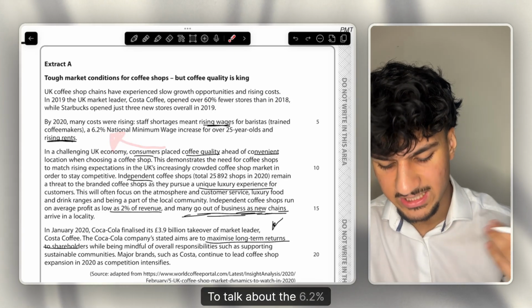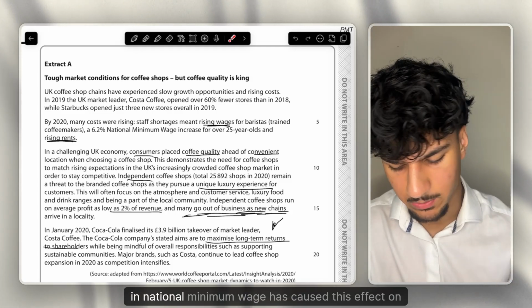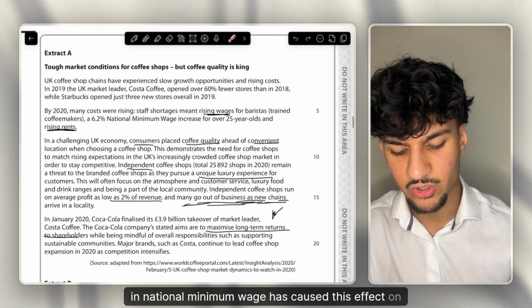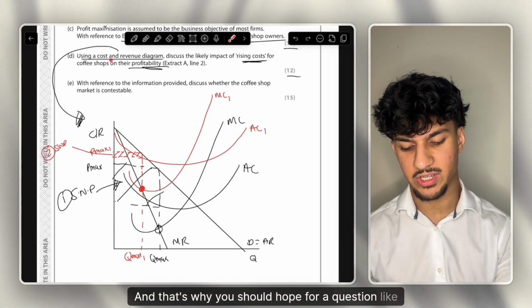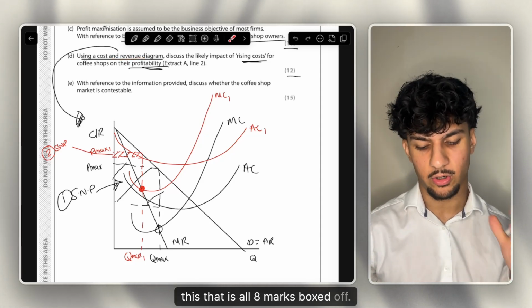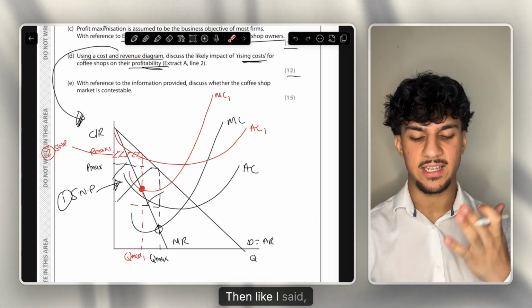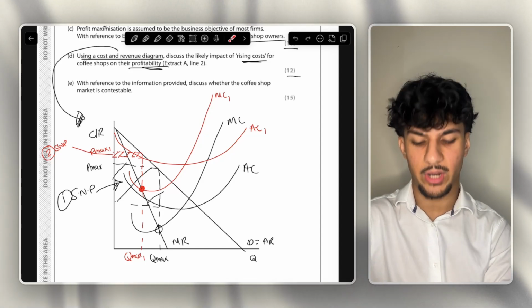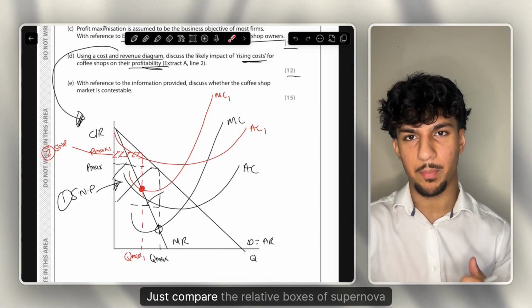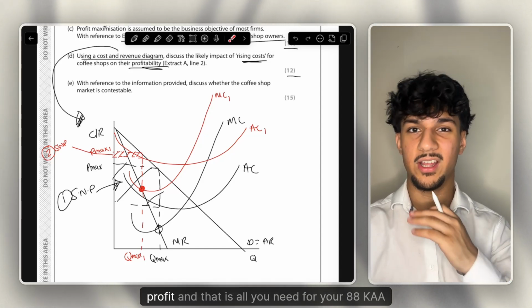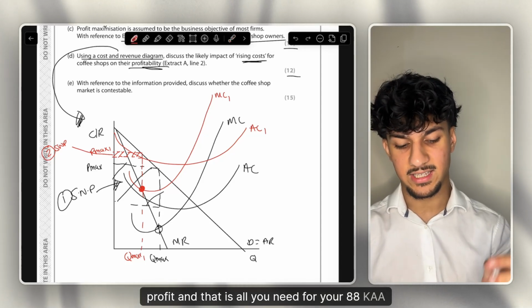So talk about the 6.2% increase in national minimum wage has caused this effect on cost, and that's why you should hope for a question like this. That is all 8 marks boxed off, as long as you just write a small bit, include a pivot application, then like I said, talk about the increase in the variable cost and what it causes, just compare the relative boxes of supernormal profit, and that is all you need for your eight KAA marks.